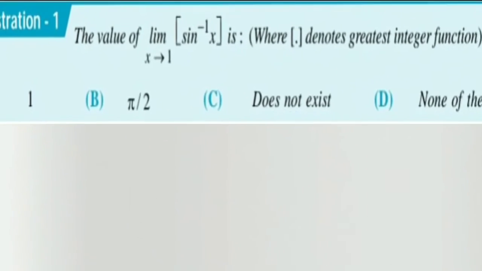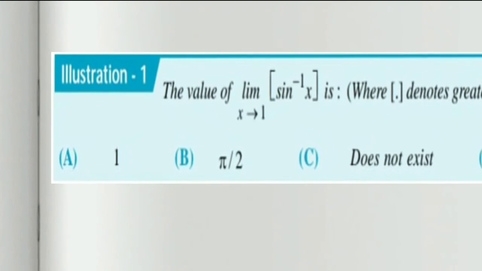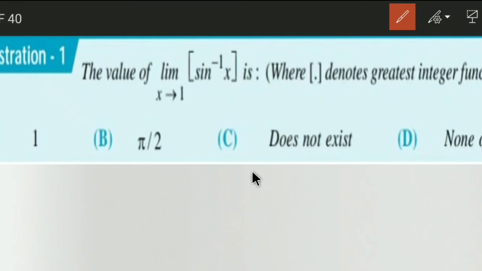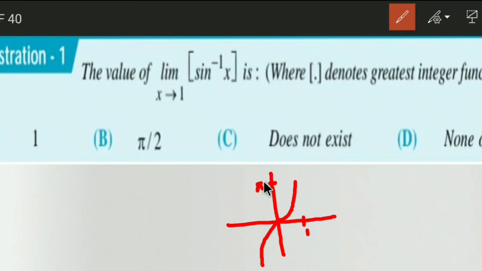Anyhow, now let's take an illustration. We are interested to find the limit as x tends to 1 of gi of sine inverse x. How to find this? Besides, you have to have knowledge about the sine inverse x graph. So let me draw the sine inverse x graph here. The domain is -1 to +1, and we have to go for the limiting value. This is 1. At 1, the result obtained is pi by 2.